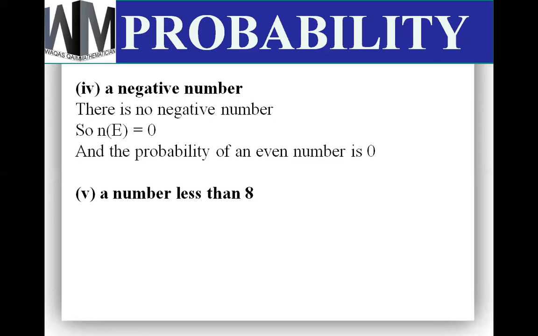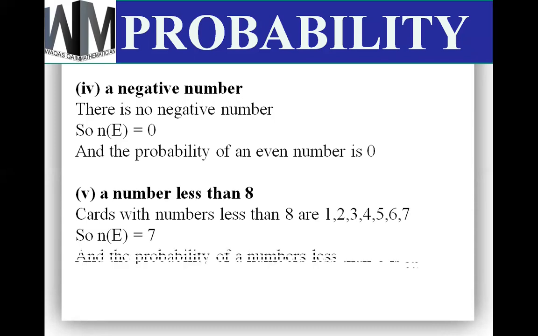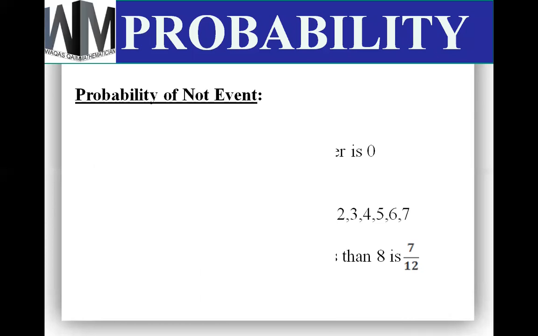So from 1 till 7, these are all numbers less than 8, and 8 is not less than 8. Sorry, 1 to 7 will be all numbers less than 8. So the number of events is 7, and the probability will be 7 over 12. Any confusion with this one? Okay, that's good.